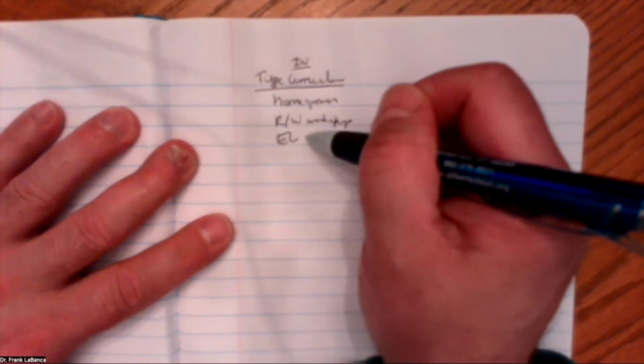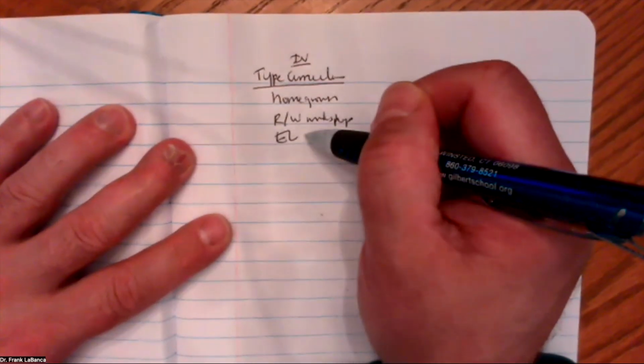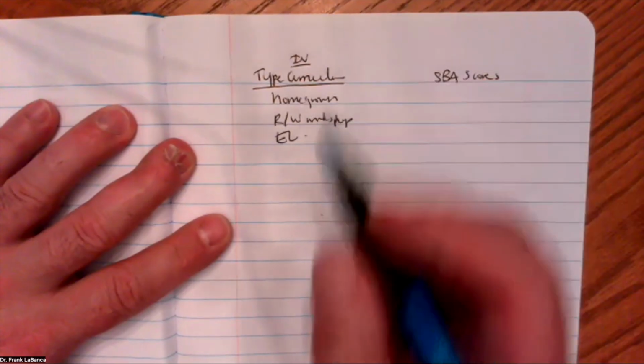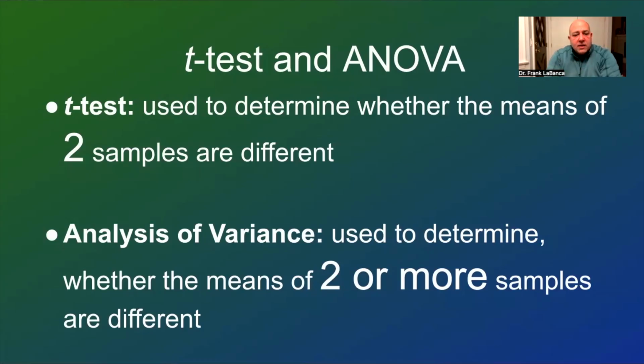Expeditionary learning is not the independent variable. It is a level of the independent variable. So once again, the t-test is used to determine whether the means of two samples are different, and the analysis of variance is used to determine whether two or more samples are different. So let's think back to the curves that we've used earlier. Let's take a look at these and talk about the difference.